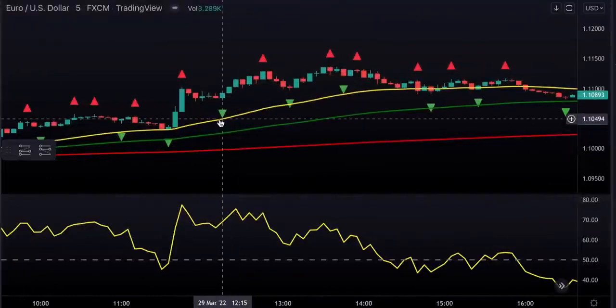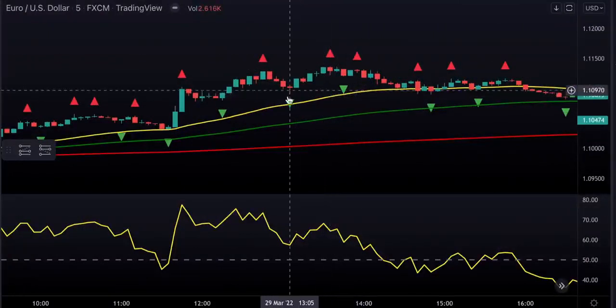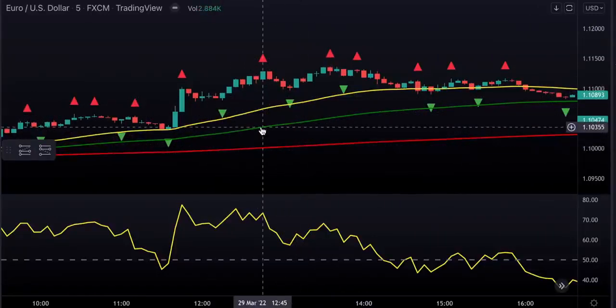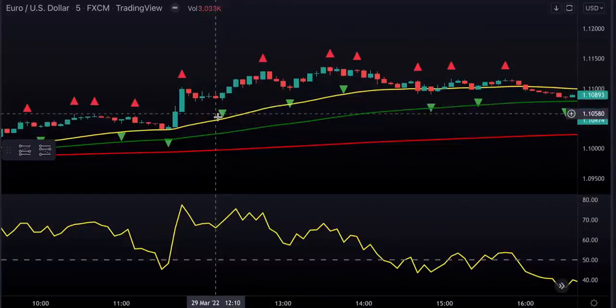We're going to be using this Williams Fractals indicator for our entries, and we can see this indicator is giving us a lot of signals. So in order to filter them, we're going to be using these moving averages to identify the direction of the trend, and also this RSI indicator to double confirm these signals.